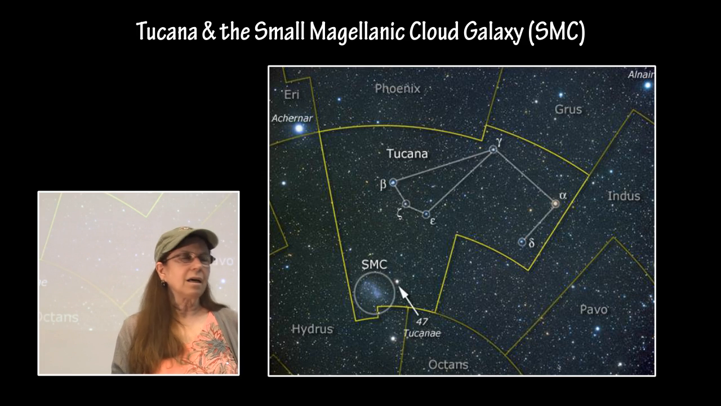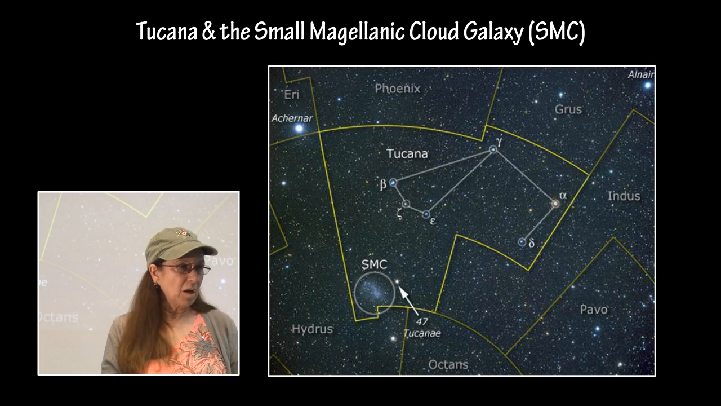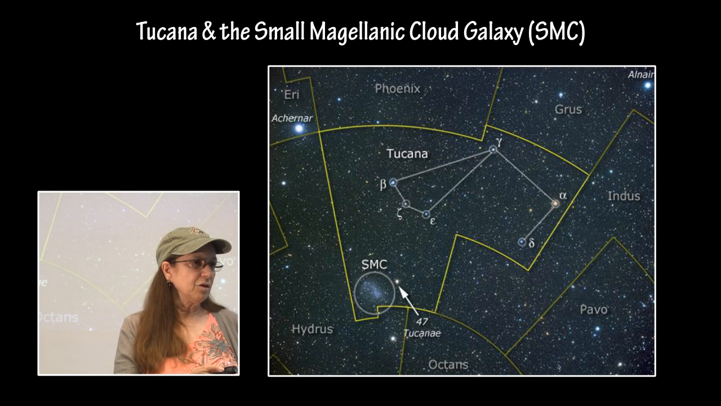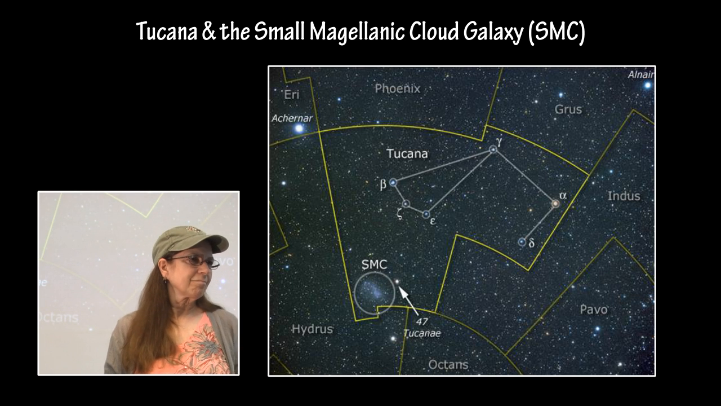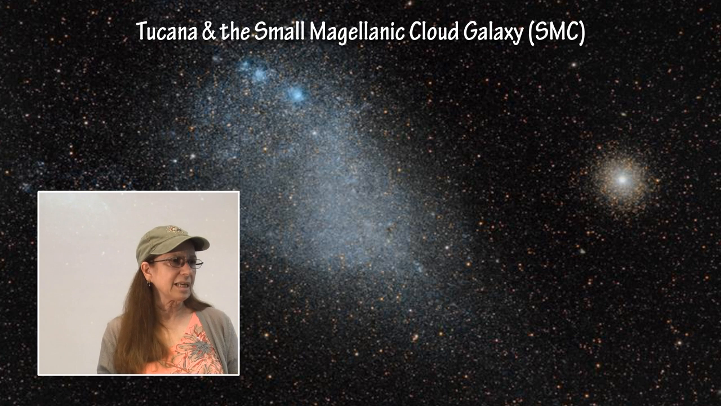Tucana, again, southern hemisphere, with the Small Magellanic Cloud. And the Small Magellanic Cloud is about 200,000 light years away. And you can see here that it is in Tucana, but that little teeny tiny piece of it sort of crosses the line into the constellation of Hydrus. And this is a nice close-up image of the Small Magellanic Cloud. And you can see that there are some bright blue areas there where star formation regions are taking place.